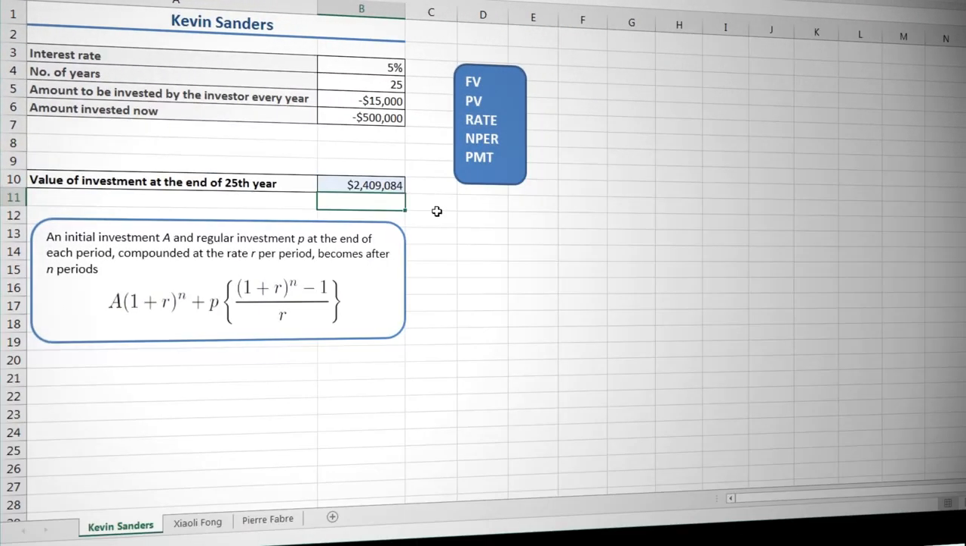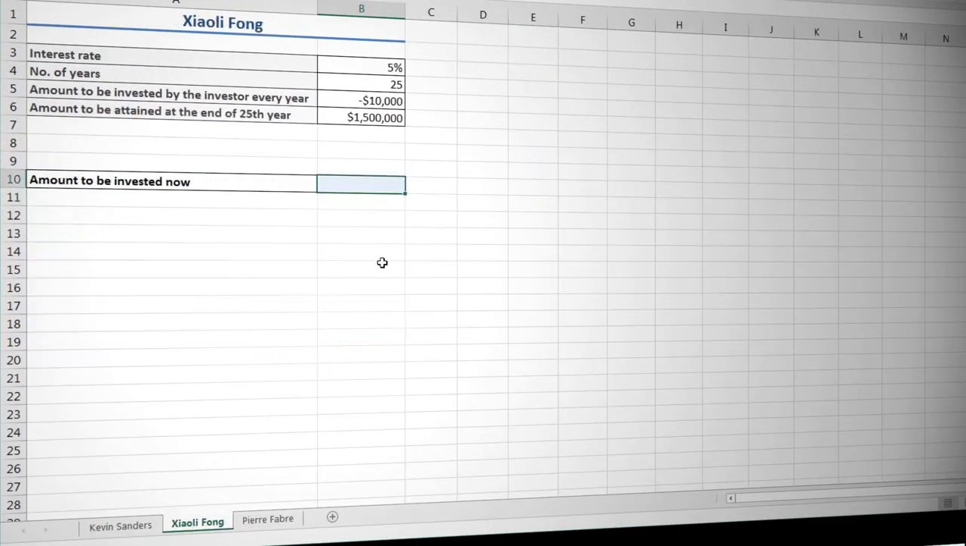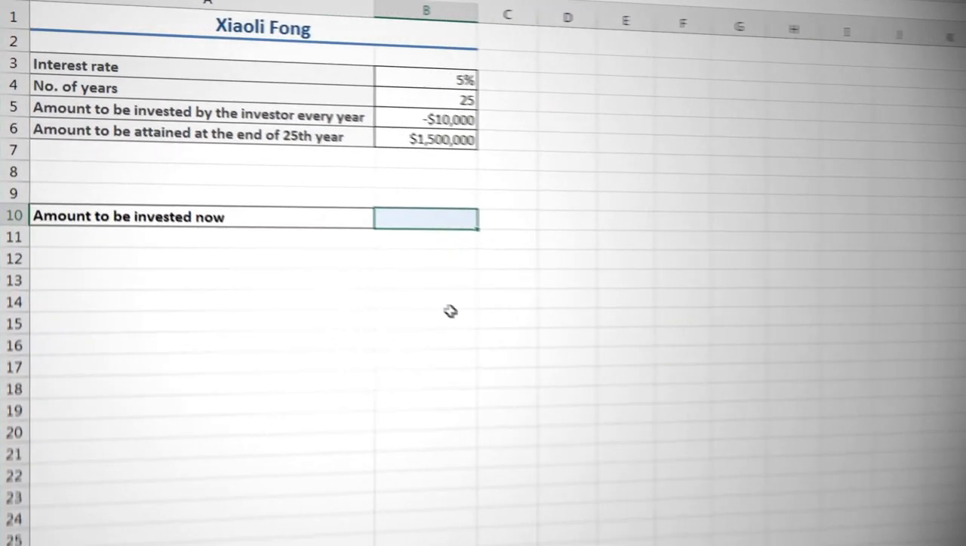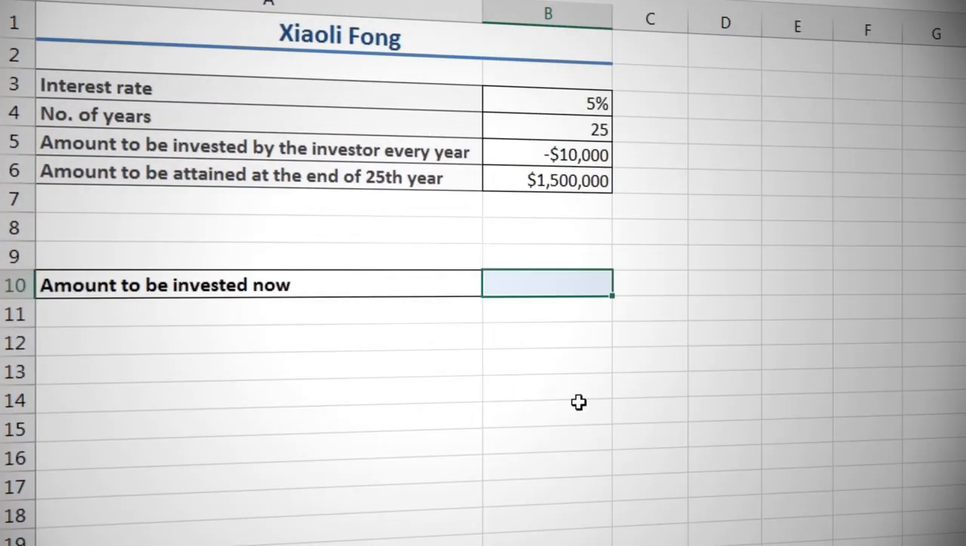Let's now look at a slightly different example. So on the next tab, Xiao Li also wants to invest some money, but she knows that at the end of the 25th year, she's looking to have earned 1.5 million. What she wants to know is how much does she have to invest up front to achieve that goal. So this time, we have our future value. What we're trying to calculate is our present value. So we're going to use the PV function.